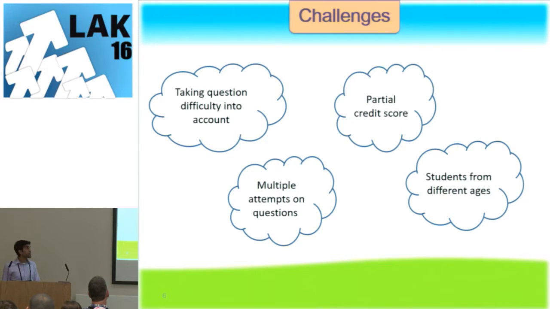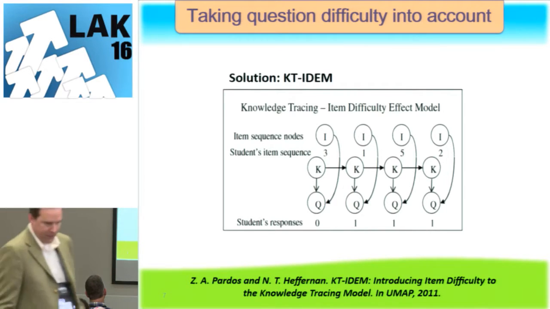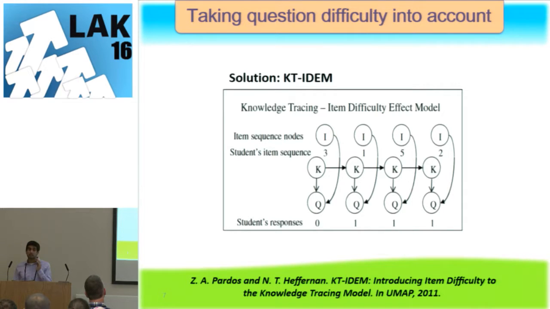Luckily for us, there is some work that was done about some of those challenges. In order to take question difficulty into account, Pardos and Heffernan came up with a new model called the KT-IDEM, the Knowledge Tracing Item Difficulty Effect Model. The idea behind that is that they introduced an item node to the BKT topology, and they learned the probability of guess and the probability of slip for each item node.